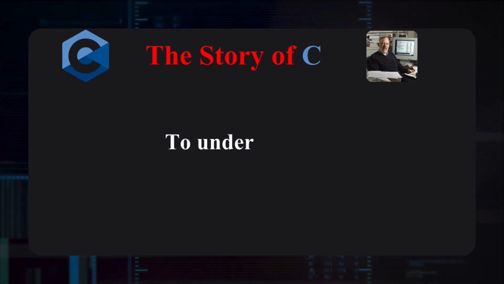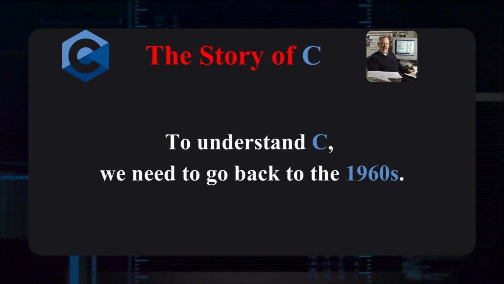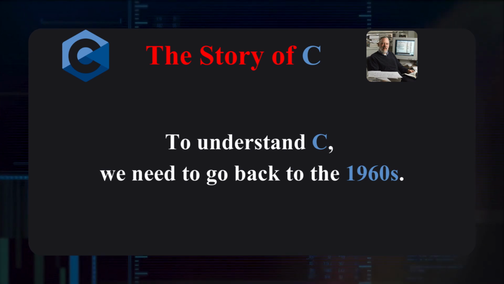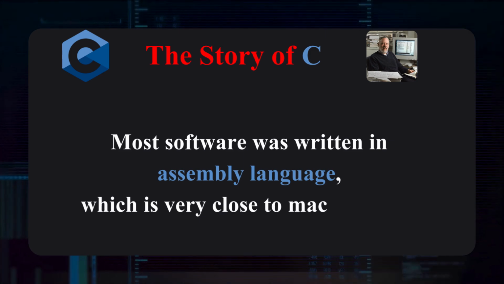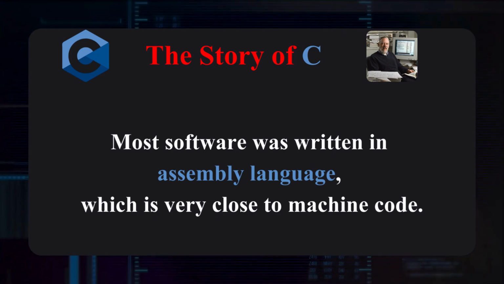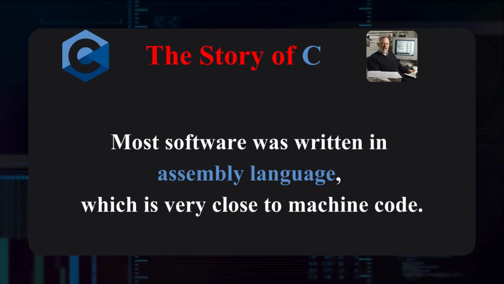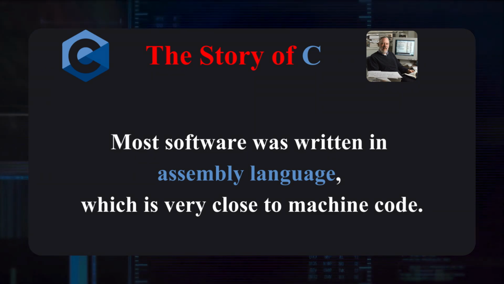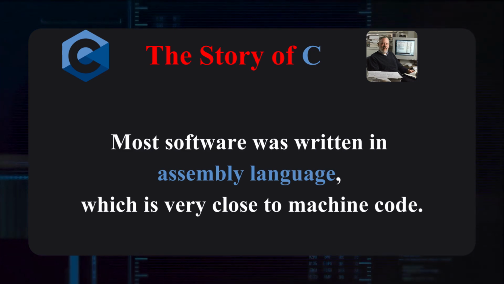This isn't just the story of a programming language, it's the story of how modern computing was built. To understand C, we need to go back to the 1960s. Computers were huge machines. Programming them was difficult and slow. Most of it was written in assembly language, which is very close to machine code. Assembly language was hard to write, hard to read, different for every computer, and extremely time-consuming. Programmers wanted something better, a higher-level language that was still powerful enough to control hardware.